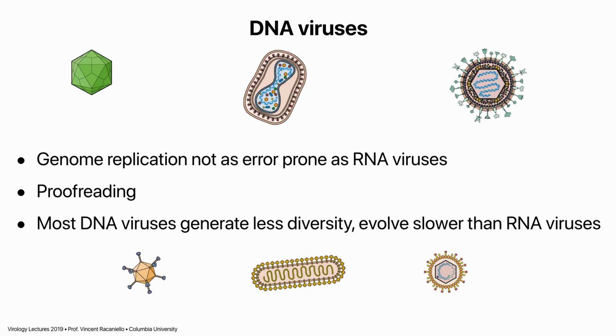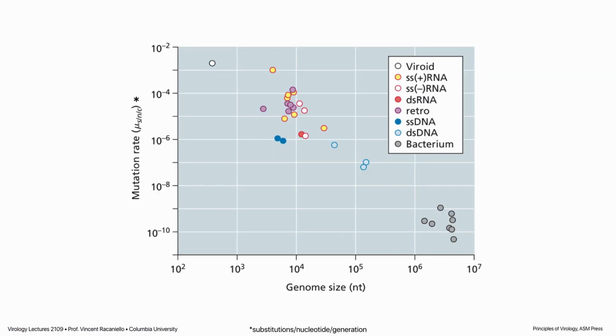For DNA viruses, genome replication is not as error-prone, as we talked about last time. There's a proofreading function, so they have less diversity and they've evolved slower than RNA viruses. And here's an interesting chart which plots genome size on the x-axis in nucleotides versus mutation rate. This is for viruses and one bacterium. You can see that the bacteria, the gray circles on the lower right, have very large genomes compared to all the viruses, and their mutation rate is quite low. That's not unexpected because they have DNA genomes, but the size also makes a difference. Double-stranded DNA viruses are the open blue circles. They have a higher mutation rate than bacteria, but slower than all the other viruses. It's interesting, single-stranded DNA viruses have a higher mutation rate than double-stranded DNA viruses. And people are working very hard to understand why that might be.